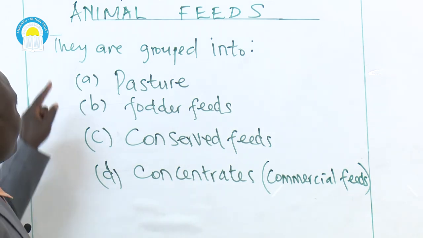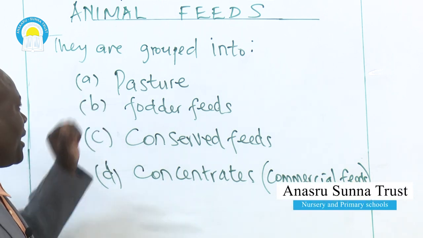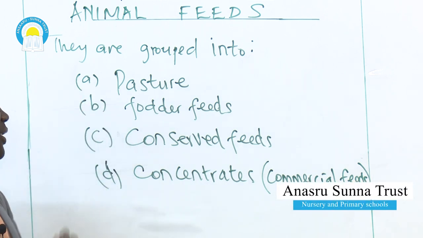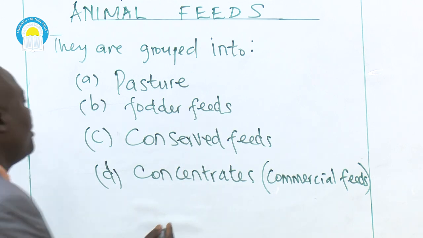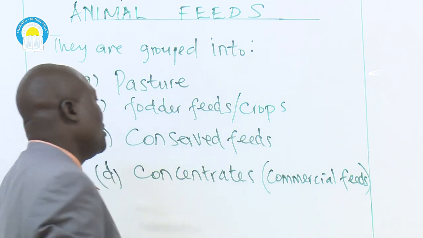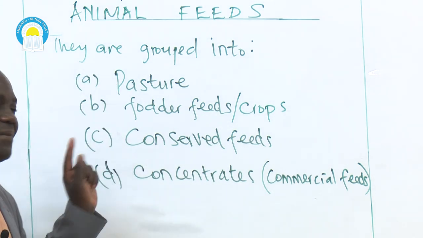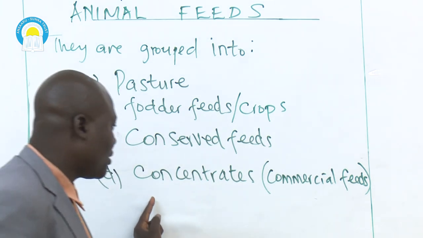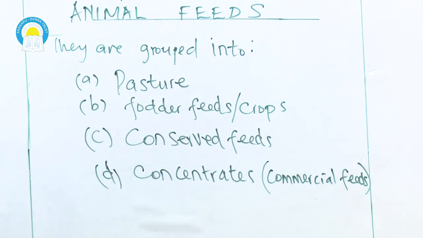As I've said, they are grouped into pasture. We have fodder feeds or fodder crops, if you want. You can call it fodder feeds or fodder crops. We also have conserved feeds. Then last we have concentrates, which are also known as commercial feeds.